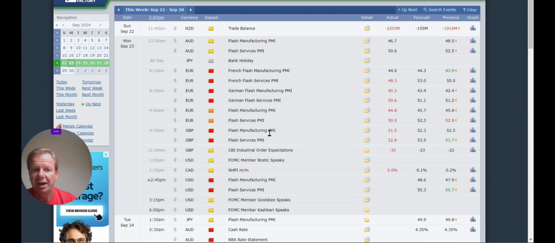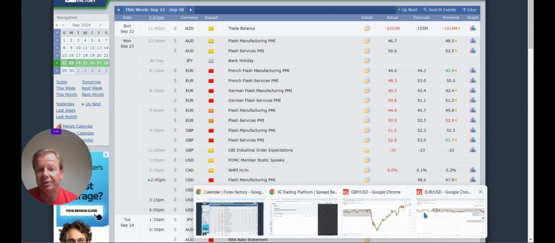But here you see the pound here, look, 52.3, flash manufacturing, came at 51.5. Flash services, 53.5, came at 52.8. So that means the pound isn't going to increase. It's probably going to decrease its value, certainly in the short term, against the dollar. So what we'll do is we'll go over to the charts and I'll explain to you exactly what happened.